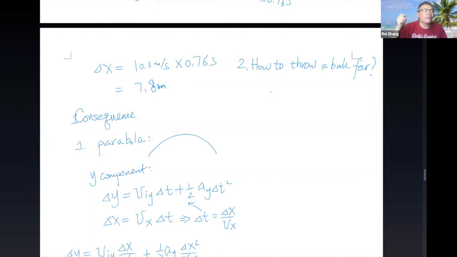You're limited by whatever strength you have in your muscles. But the question is, how do we take advantage of the physics we learned here to throw the ball far? You have the same problem when you try to throw a football. Sometimes you want to throw the football really far, even a basketball sometimes. So the question is, how do we throw the ball far? Well, that question is required.